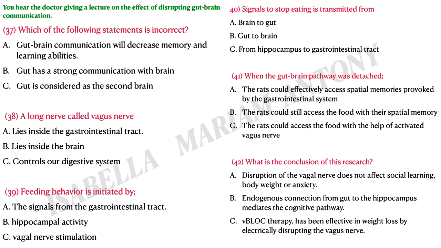It is recommended that common bariatric surgeries, such as a gastric bypass, have been found to reduce the effectiveness of vagal nerve signaling to the hippocampus. Moreover, a recently approved FDA obesity treatment called V-block therapy has been effective in weight loss by electrically disrupting the vagus nerve.